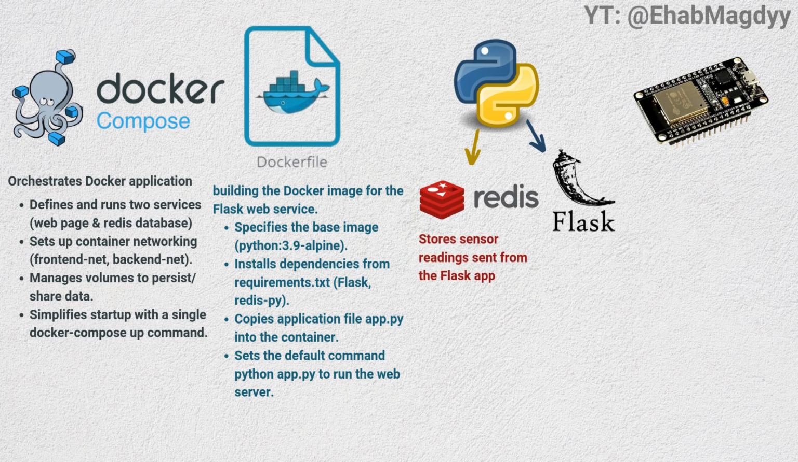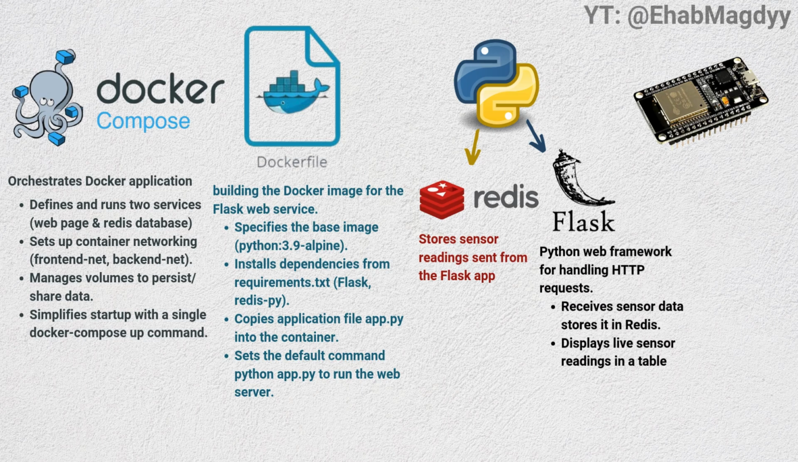The Redis database stores sensor readings sent from the Flask app. Flask is a Python web framework used for handling HTTP requests. It receives sensor data and stores it in Redis, and displays live sensor readings in a table in the web page.